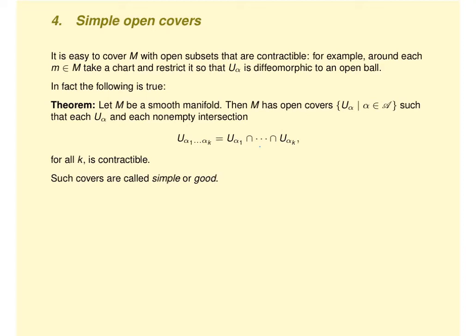But a very much stronger result is true. For an arbitrary smooth manifold M, there are open covers U alpha, alpha in some index set script A, such that first of all every U alpha is contractible, but further every non-empty intersection of U alphas is contractible. Such covers are called simple or good.